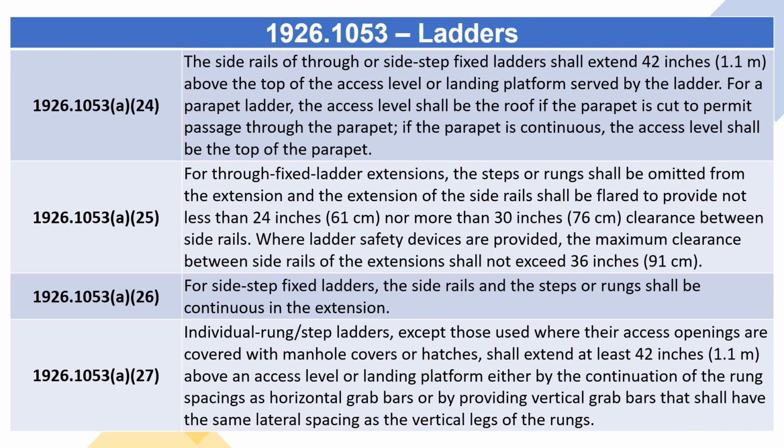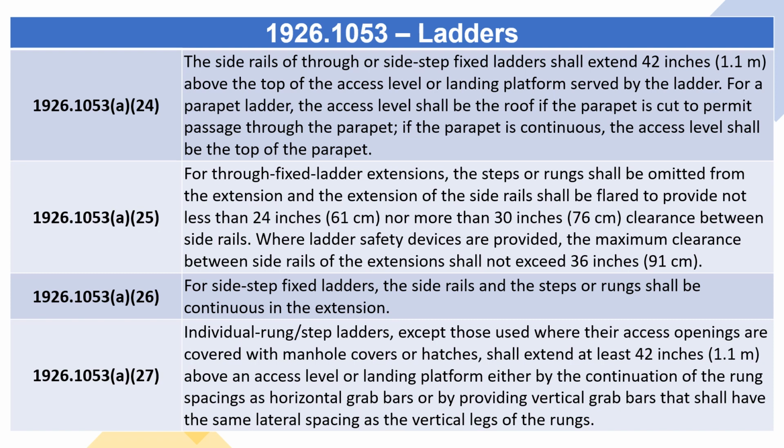1926.1053(a)(25). For through fixed ladder extensions, the steps or rungs shall be omitted from the extension, and the extension of the side rails shall be flared to provide not less than 24 inches (61 centimeters) nor more than 30 inches (76 centimeters) clearance between side rails. Where ladder safety devices are provided, the maximum clearance between side rails of the extension shall not exceed 36 inches (91 centimeters).